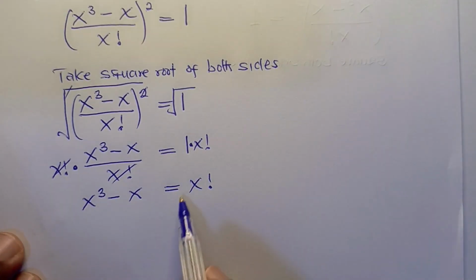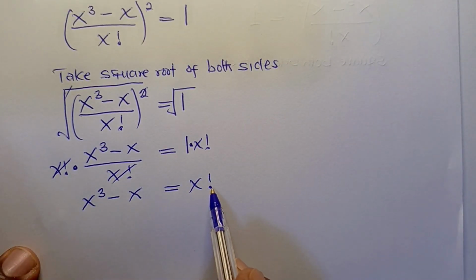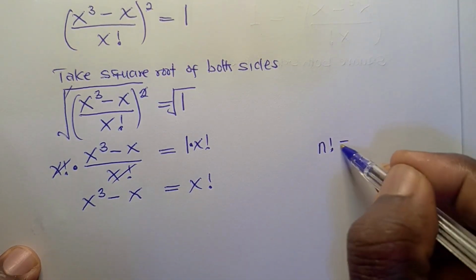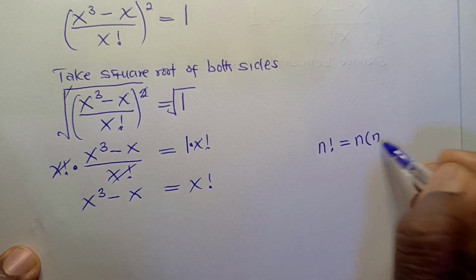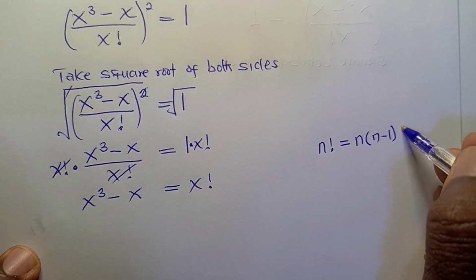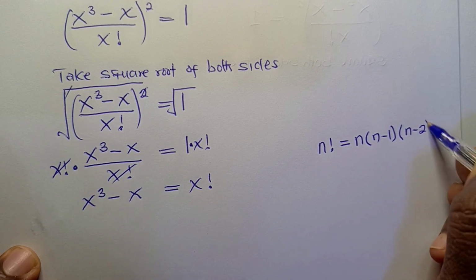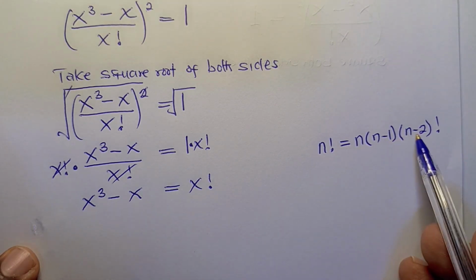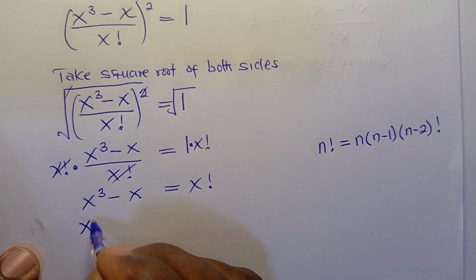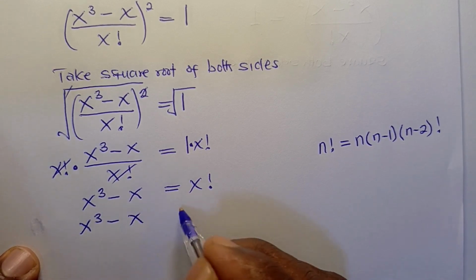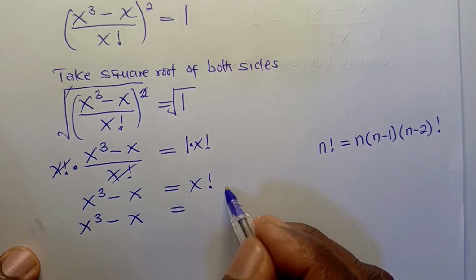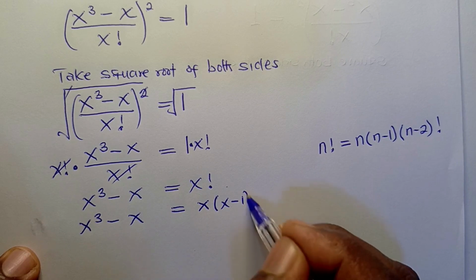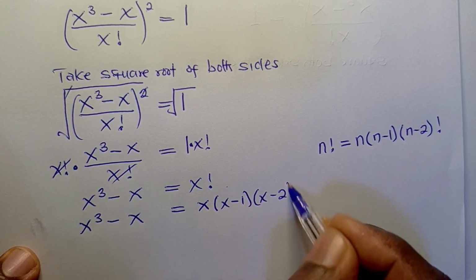We know very well that n factorial is equal to n multiplied by (n minus 1) multiplied by (n minus 2) factorial. So we can apply this principle there. So we will have x^3 minus x equals x factorial, which will be the same as x times (x minus 1) times (x minus 2) factorial.